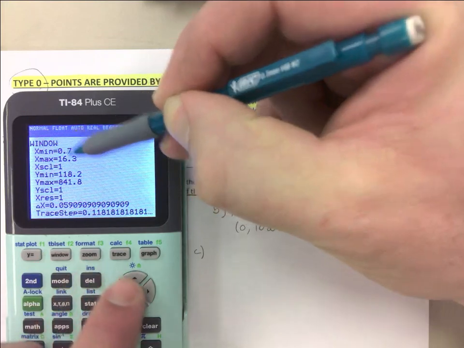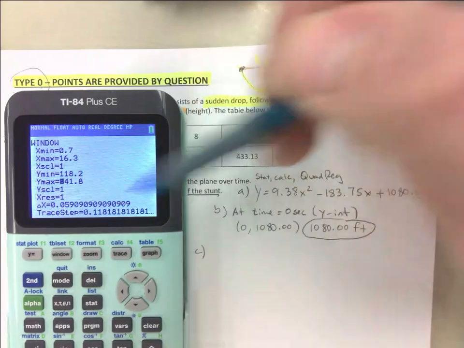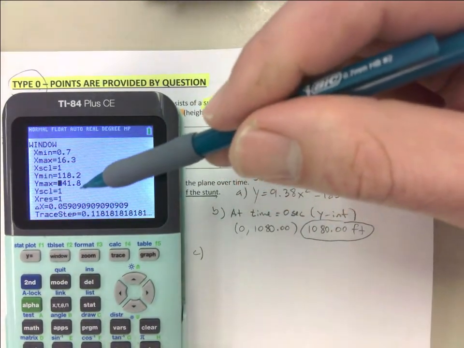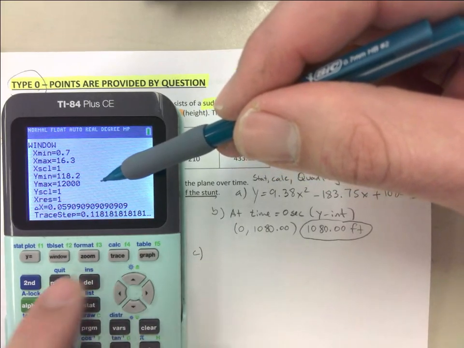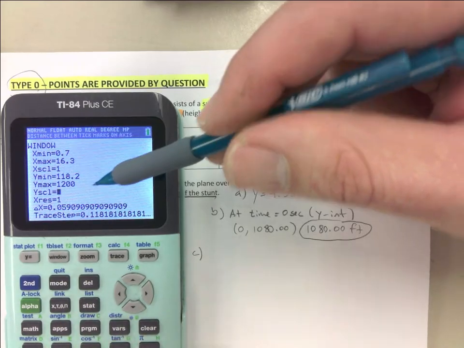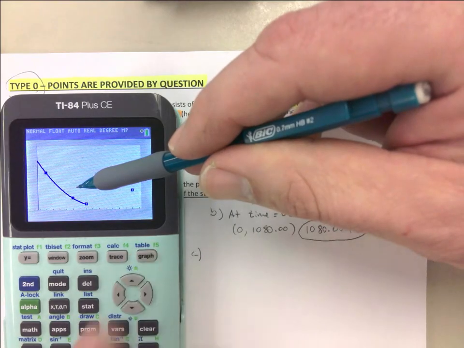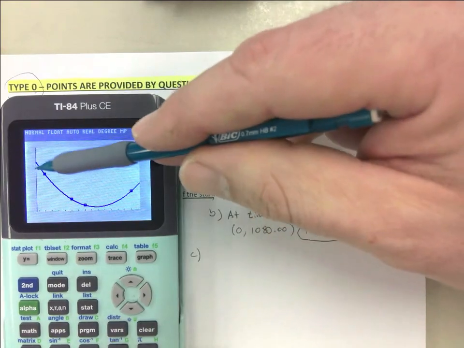I'm going to go window. What should this be? If your y-intercept is 1,080, then you should probably change this to 1,100 or 1,200. Let's try that. Y-max. Hit graph. Technically now you see more.